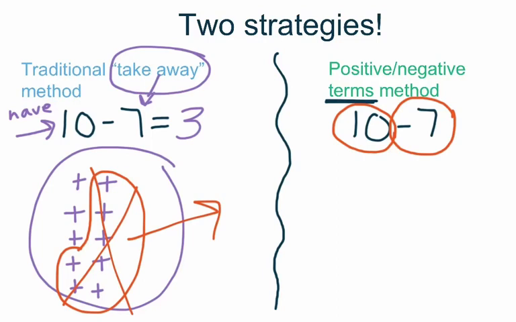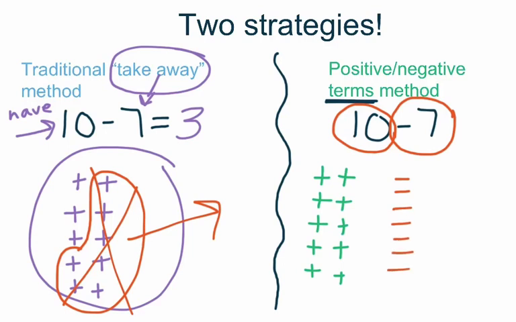And the thing about this positive negative terms method is it's actually going to become an addition problem now. Since we separated into terms instead of operations, we now have the term 10 and the term -7. So this is actually what we learned in our last lesson. Let's look at it if I draw these out. I have 10 positives, 1, 2, 3, and then I have 7 negatives, 1, 2, 3, 4, 5, 6, 7.